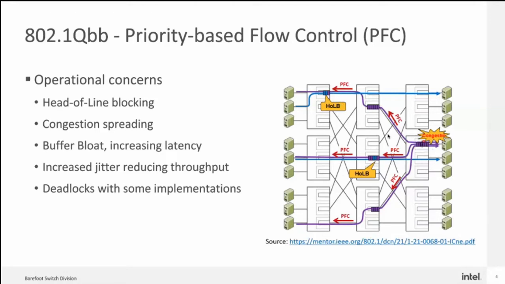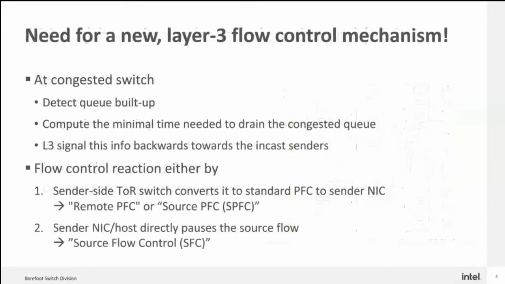And there are even some implementations where this PFC spreading can cause deadlocks, which completely locks up the network on this specific priority. So this overall means that PFC is really hard to use in practice, especially at scale, and it's probably not a good candidate to solve the incast issues that we try to solve here. So we concluded that we need a new layer 3 flow control mechanism to address this problem.